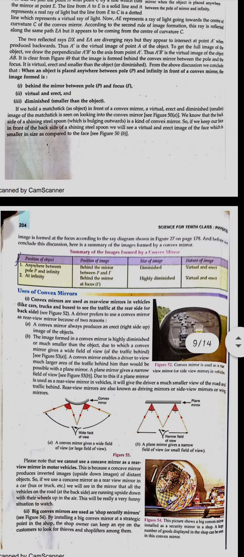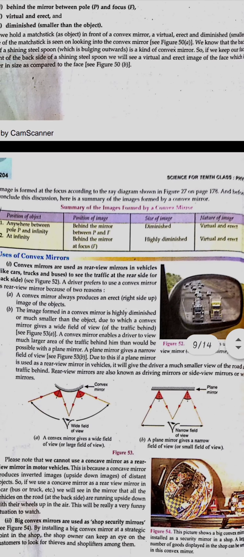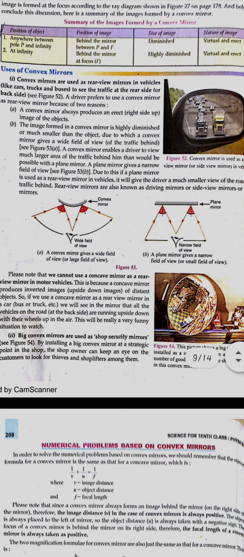So what is the use of this convex mirror? Since we are getting a diminished image, we use this convex mirror as a rear view mirror in vehicles like the bus, car, trucks, anything. The mirrors on the side of our bikes and cars use a convex mirror so that it can produce an erect image, that is, right side up, of the object. Otherwise we would get an inverted image. So to get virtual and erect images, we use this type of mirror.